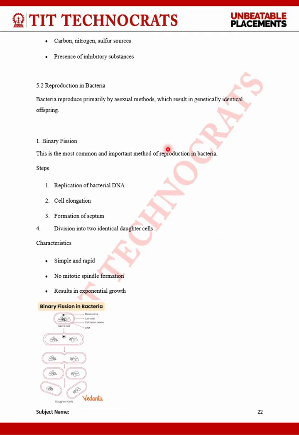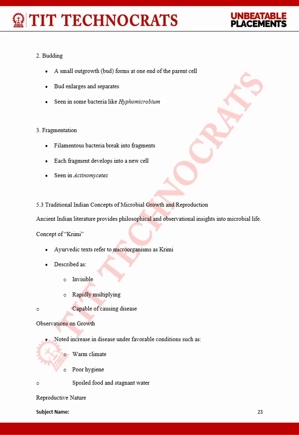Reproduction in bacteria. Bacteria reproduce by asexual methods like binary fission, in which one cell divides into two, and then each divides further into individual cells. Budding is a small outgrowth from one end of the parent cell. And then fragmentation, where filaments break apart.